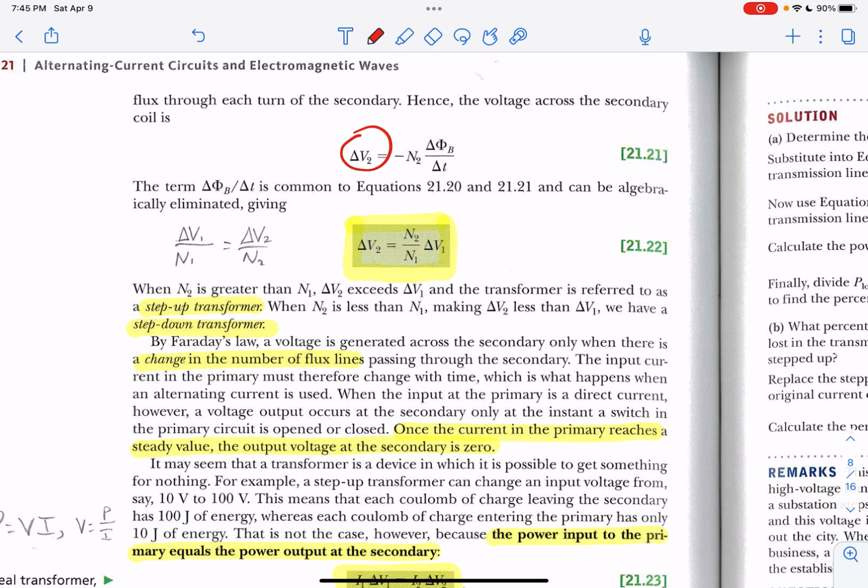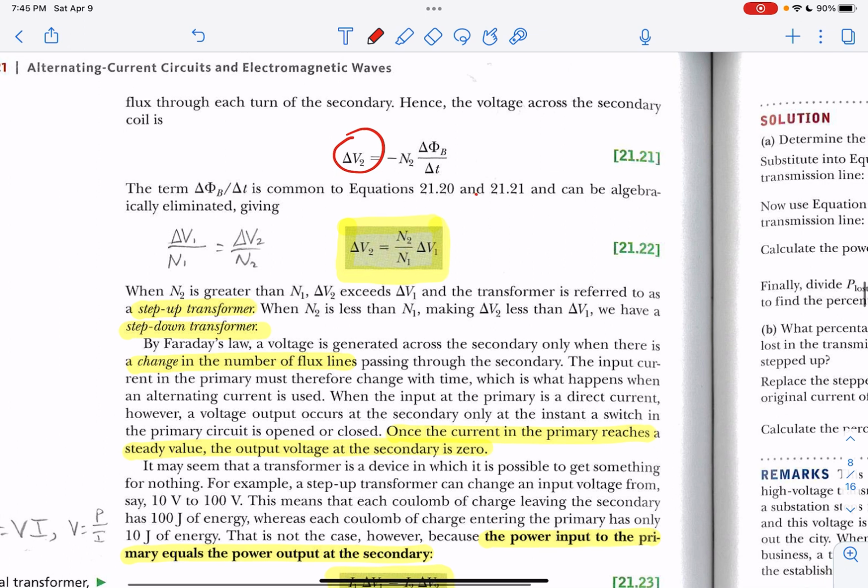Now, there are a number of ways then to put these two equations together. And when you put these two equations together, you get this equation here. One way to write it would be like this, that the change in voltage in the primary compared to the number of turns in the primary will be the same value as a fraction of the change in voltage in the secondary compared to the number of turns of wire in the secondary.